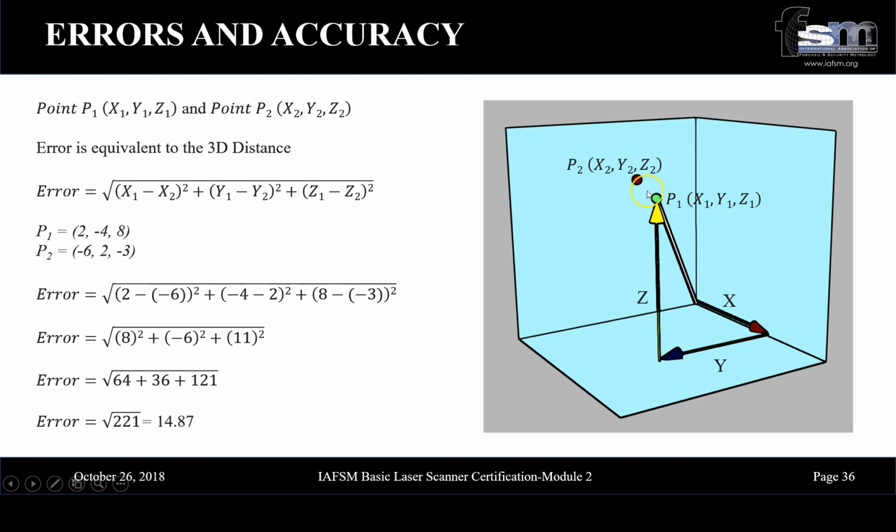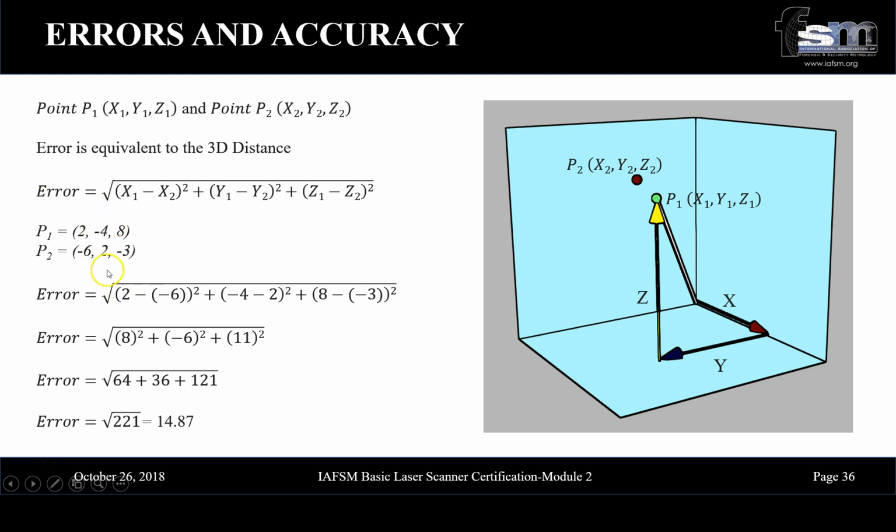And I can calculate the total error. I can calculate the distance between this point and this point by looking at the 3D distance equation here. If I have point P1 with X1, Y1, Z1, and point P2 with X2, Y2, Z2, the error is equivalent to the distance between those two points. And this is a formula for it. You subtract the x's, subtract the y's, and subtract the z's, and it doesn't matter in what order you do it, so long as it is consistent. You square their differences, add everything together, and then take the square root.